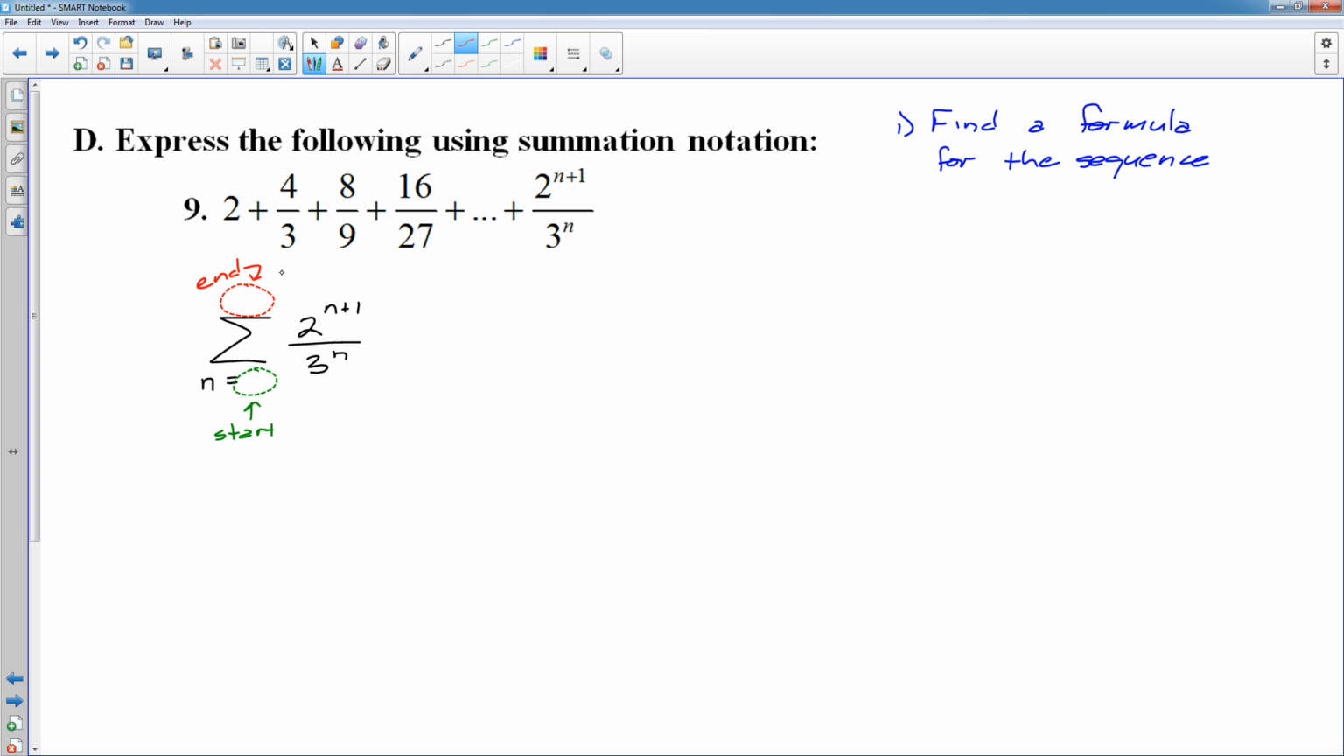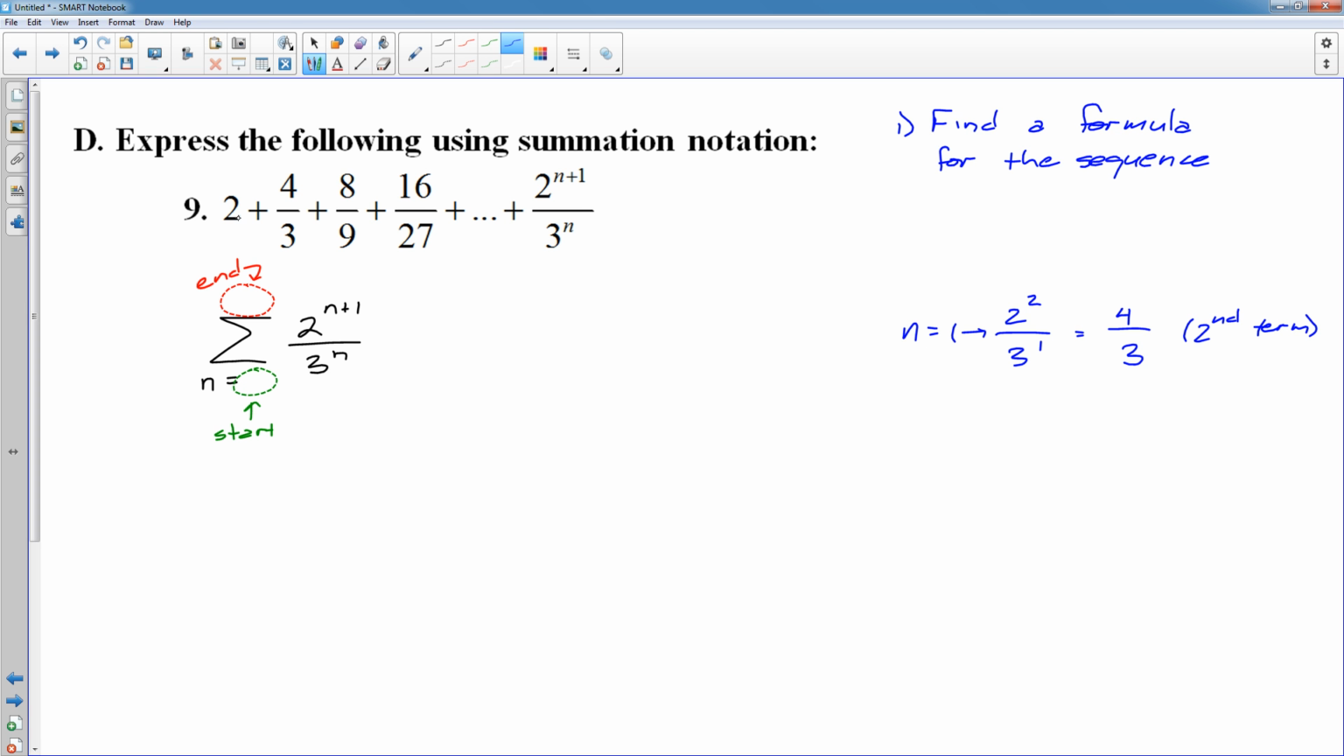Okay, the starting one, you really just kind of guess and check. Normally you would think, well, it's my first term, so n would be 1. So let's try n equals 1. If I try n equals 1, then I would have 2 to the 1 plus 1. So I'd have 2 to the 2 over 3 to the 1. And 2 squared is 4. 3 to the first is 3. And when I plugged in n equals 1, that actually gave me my second term.